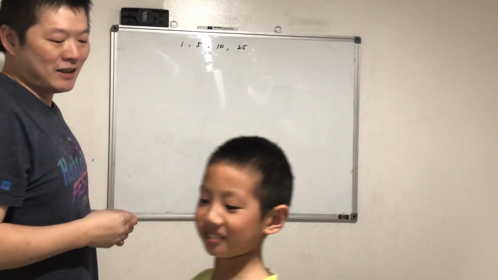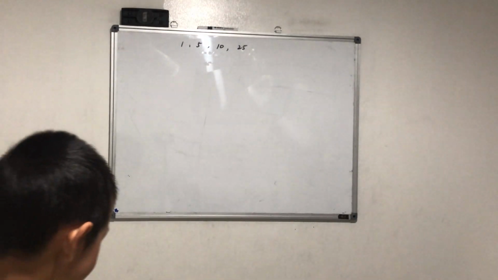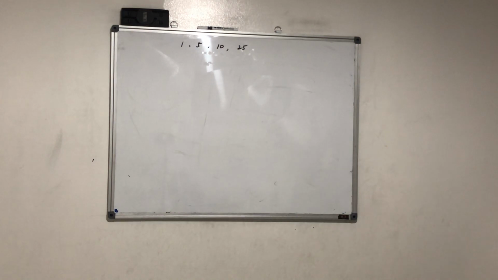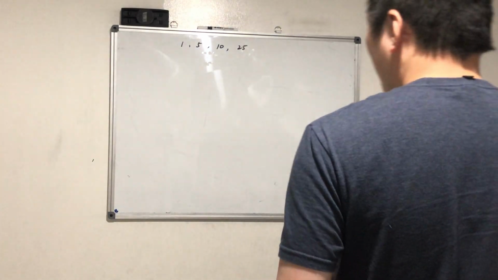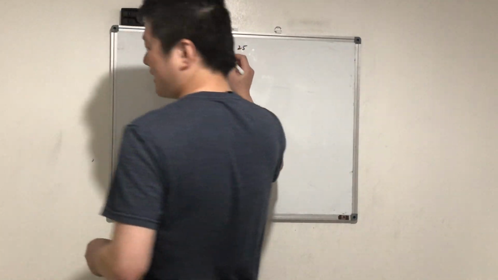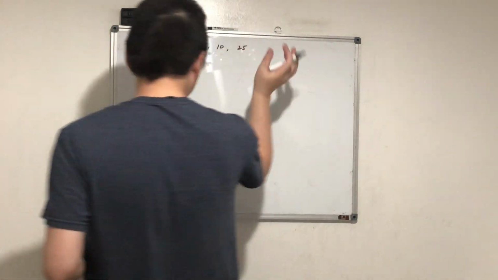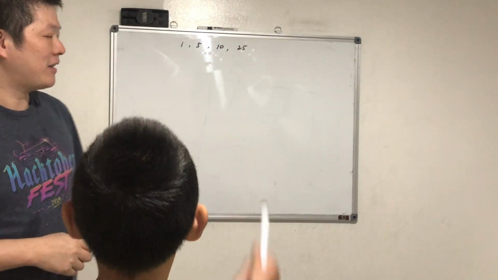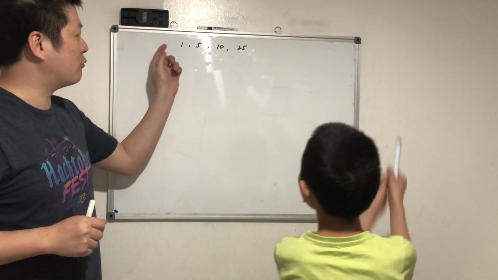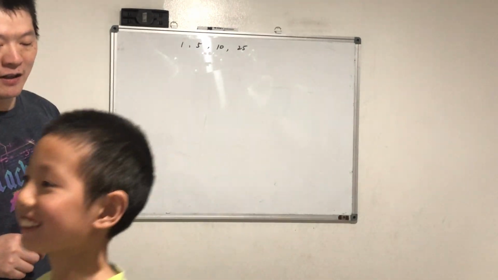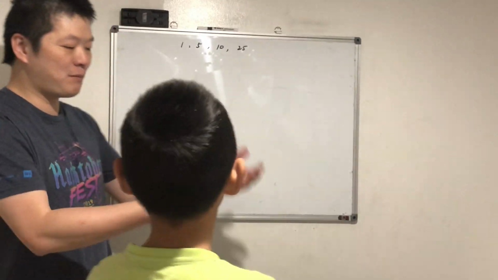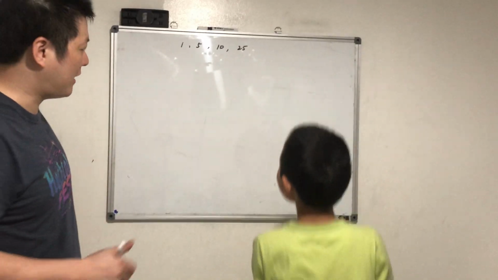It's American, not British. Okay, it's American change. In this problem, American denominations: 1 cent, 5 cents, 10 cents, 25 cents. Okay, let's just make it these 4 numbers: 1, 5, 10, 25.